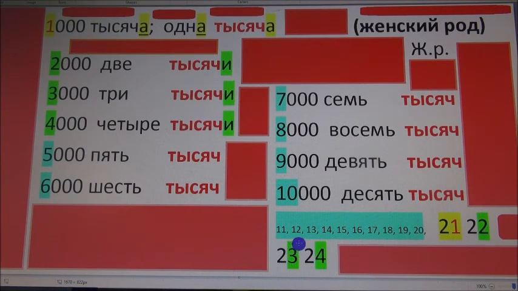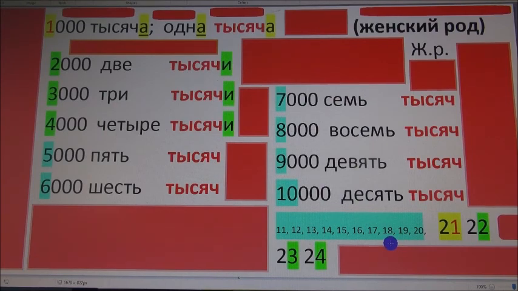одиннадцать тысяч, 11, двенадцать тысяч, 12000, тринадцать тысяч, 13, 14 тысяч, 15 тысяч, 16 тысяч, 17 тысяч, 18 тысяч, 19 тысяч, 20 тысяч, 21 тысяча, yellow color, 22 тысячи, green color, 23 тысячи и 24 тысячи.